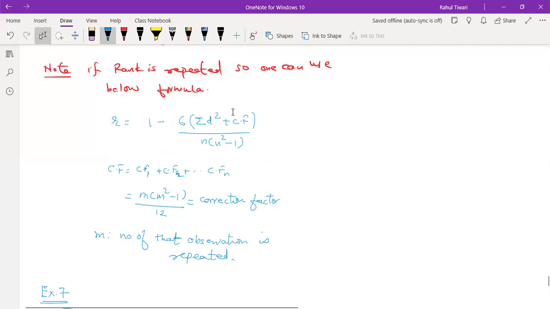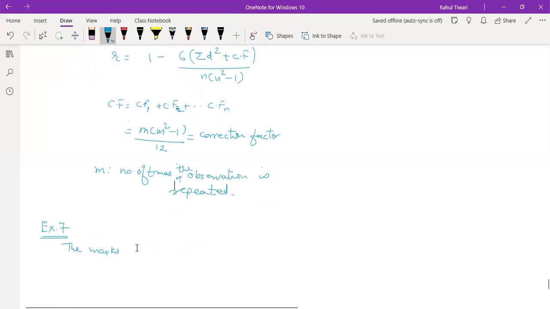Only CF will be added here. Just remember, CF will be added. The rest is the same formula, and CF can be calculated using this formula, which is called the correction factor. And m is known as the number of times the observation is repeated.